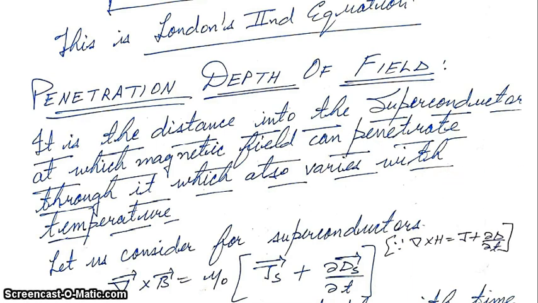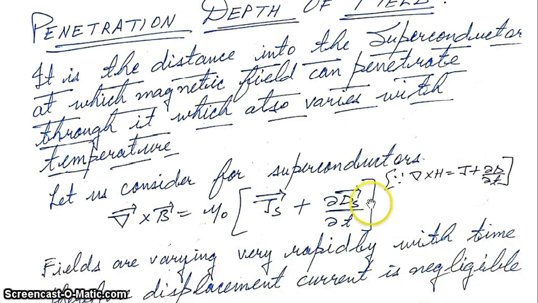Again we consider Maxwell's fourth equation. For superconductors, Maxwell's fourth equation is del cross H is equal to J plus ∂D/∂t, right? I just multiply both sides by mu naught. Mu naught H is B vector, and on the right-hand side mu naught is here, right? So B is equal to mu naught H.